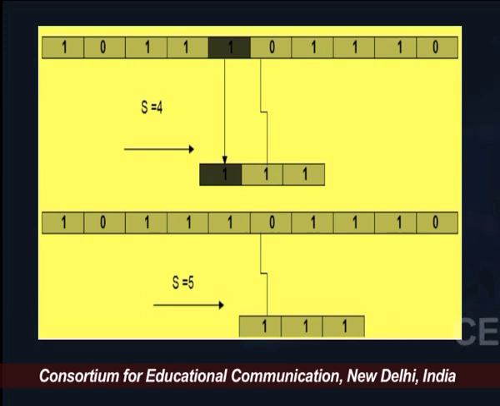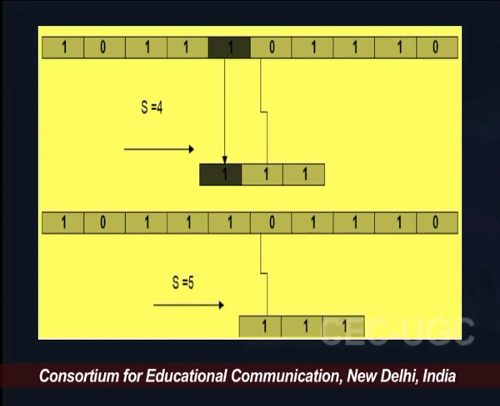Push the pattern to the right side and start comparing the 6th character of the text with the first character of the pattern: 0 and 1, no match. Again start pushing. So, S equals 5 is not a valid shift. Then again we push our pattern.